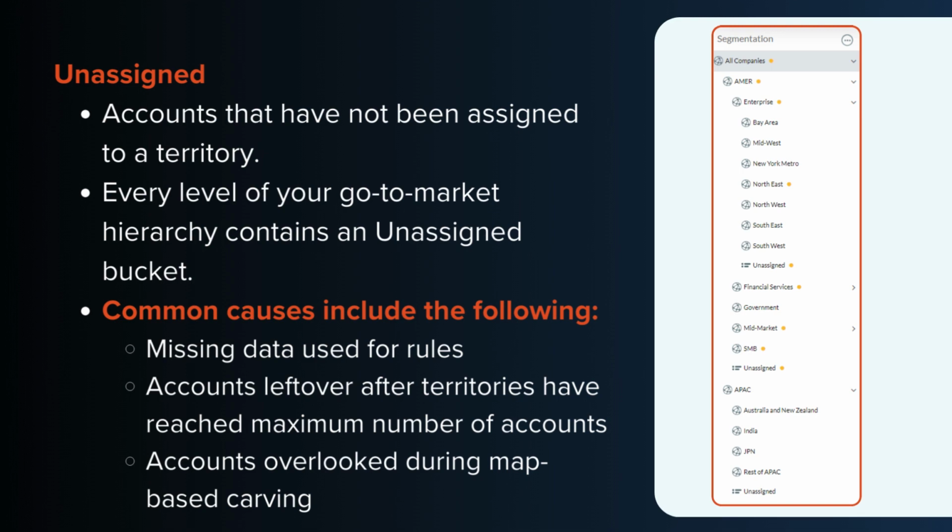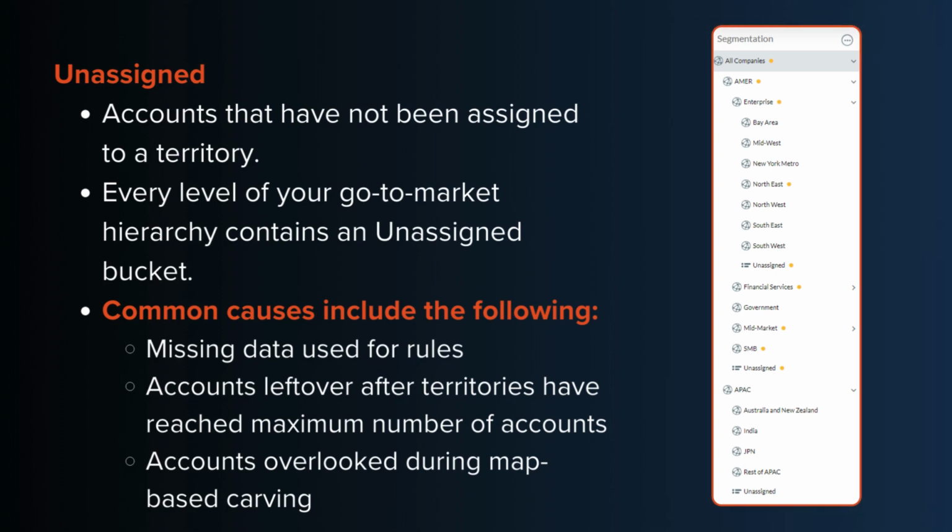The common causes for accounts falling into unassigned are perhaps an account is missing the field that you have used for a bucket rule, or perhaps you used a smart plan to assign a maximum of 500 accounts to each rep, and the leftover accounts after each territory has reached the maximum number will fall into the unassigned bucket. Or say you used a map rule to select postal codes, but you missed a few somehow. They would be in the unassigned bucket as well.